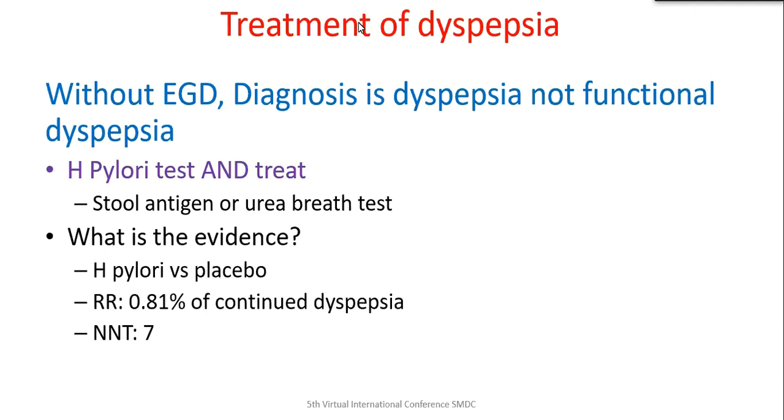What is the evidence for this? The relative risk reduction is 0.81. You need to treat 7 patients to get benefit in 1 patient with an H. pylori test and treat policy in a patient with dyspepsia.